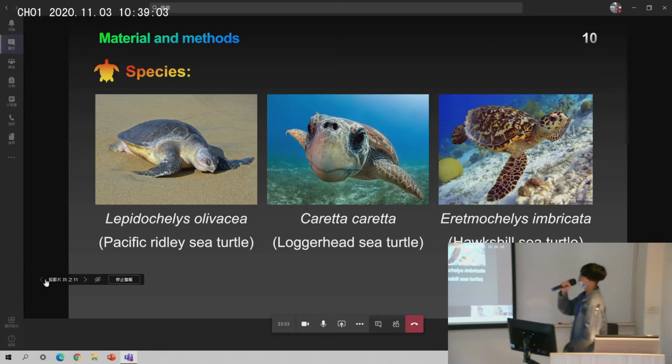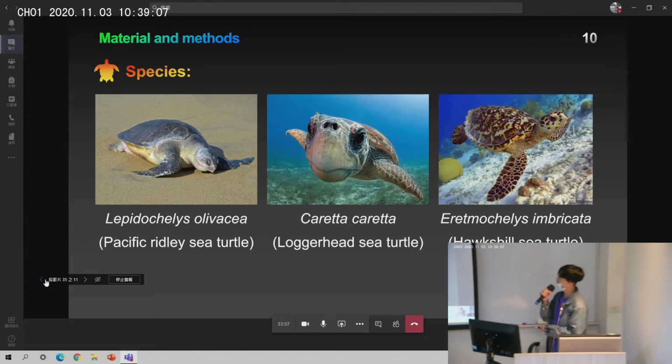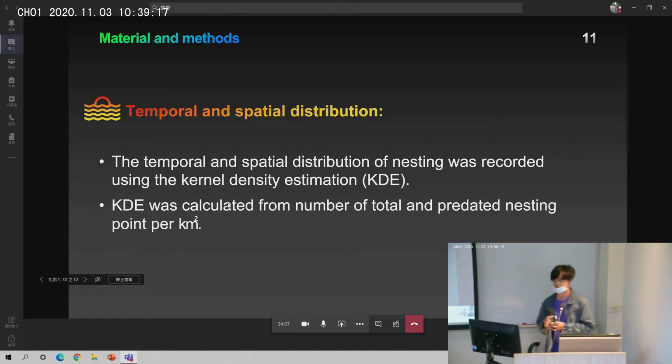And this is the species we studied here. We have the Pacific Ridley sea turtle, the longjaw sea turtle, and the hawksbill sea turtle. And temperature and spatial distribution.